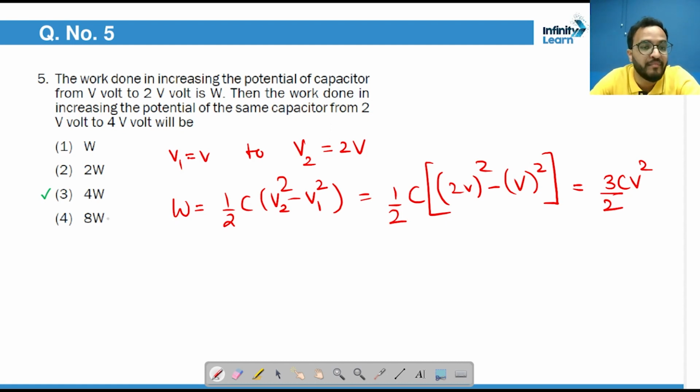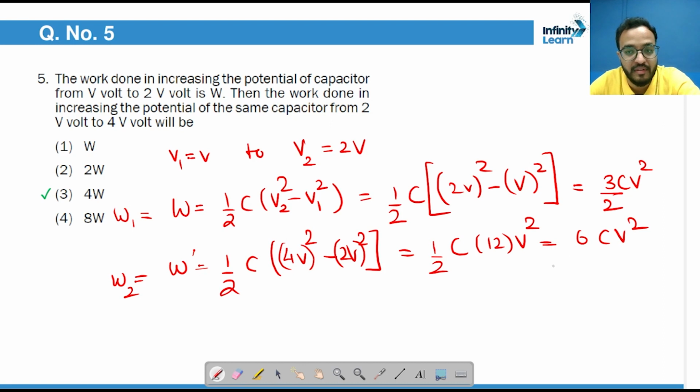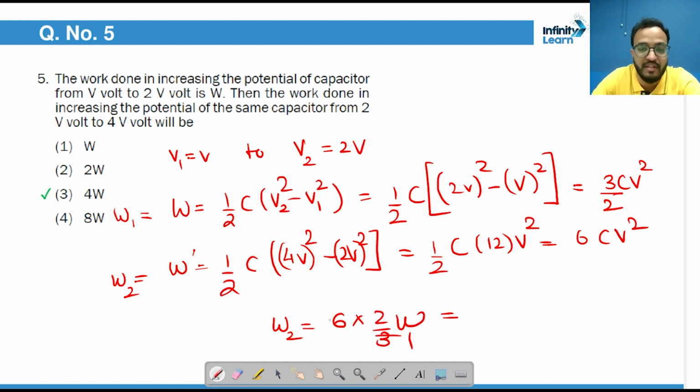Now what they are asking is, what is the work done if the potential changes from 2 volts to 4 volts, right? So it is going to be half C into 16 minus 4, that is 12. So it is going to be 6 CV square. Do you understand? Now what do they need? Now what is CV square? CV square is 2 by 3 W. We can write it like this. W2 is 6 into 2 by 3 into W. So 3 twos are 6, 3 ones are 3. Answer is 4W. Got it?